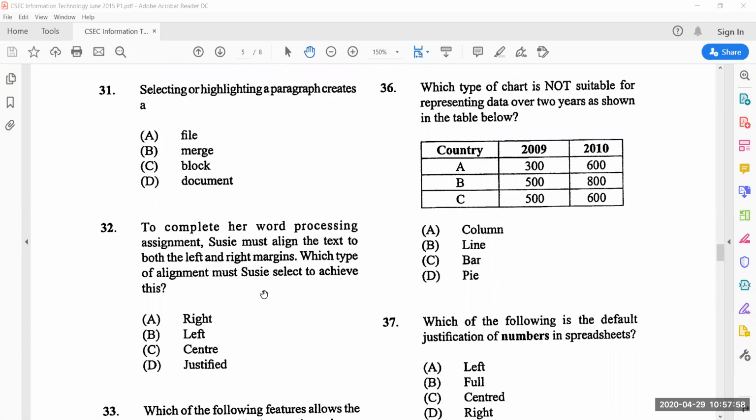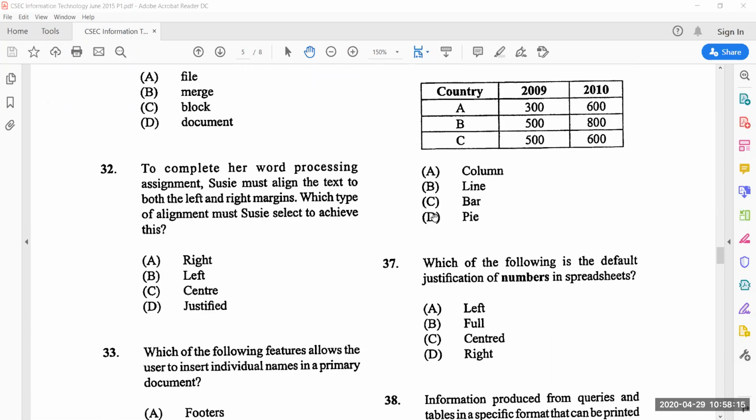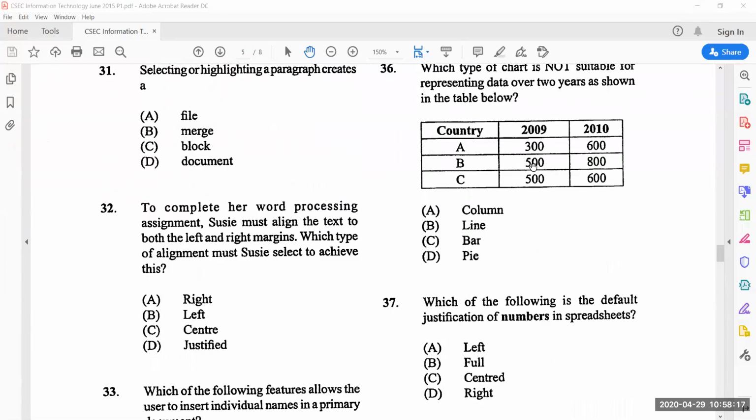All right, let's move on to 36. Which type of chart is not suitable for representing data over 2 years in the table? Yes, D, a pie chart. We discussed this in the previous paper also. Mainly because a pie chart shows distribution of a total amount of data, right? So if we had to represent the data for one of the years, 2009 or 2010, a pie chart would be a suitable chart to use. But because you're looking at 2 years, that is the one that is not suitable.